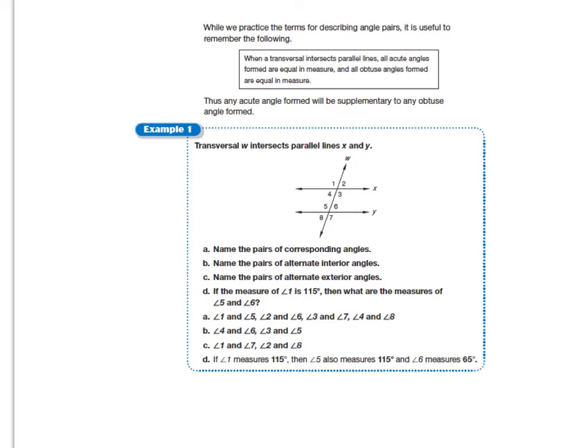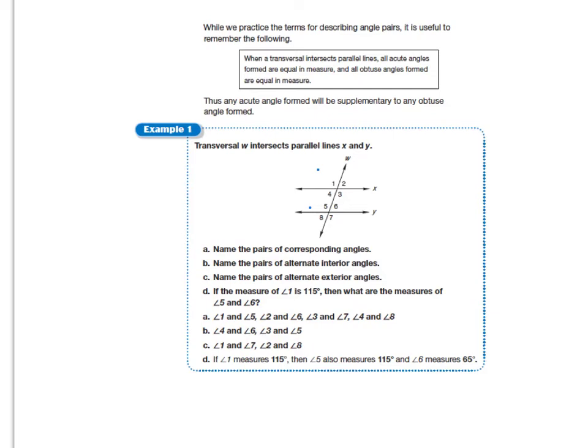So let's name the pairs of corresponding angles. That's our first goal, and the answers are right here below, so it's not a deep, dark secret, but I just want you to note this. The corresponding angles are going to be 1 and 5, and then 2 is going to match up with 6. 3 is corresponding to 7, and 4 corresponds to 8. In other words, if you were to cut this in half and lay them on top of each other, those would be the ones that were on top of each other.